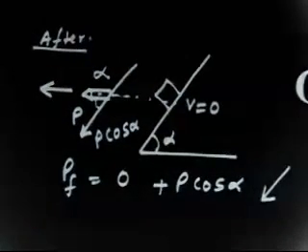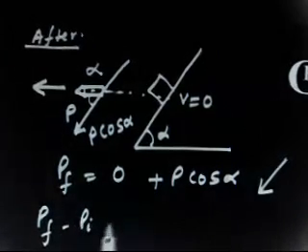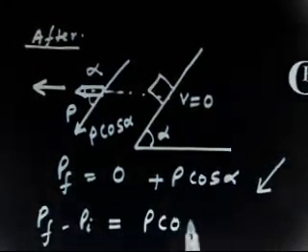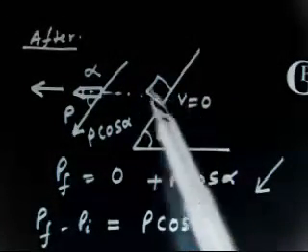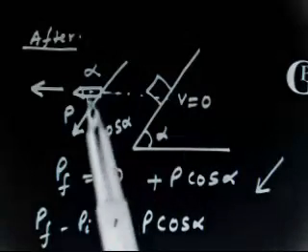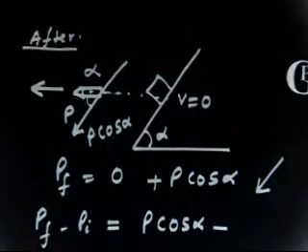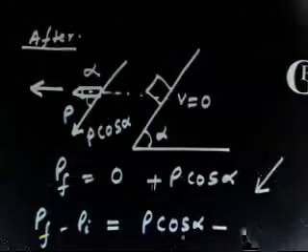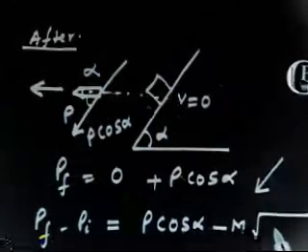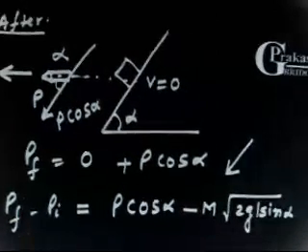So this is again in the downward direction. What is the change in momentum? That is p final minus p initial. P final is p cos alpha. So momentum of this block, the cannon, is p cos alpha plus 0. So finally p cos alpha minus the initial momentum we have already calculated, that is m times under root 2gl sine alpha. So this is the change in momentum, the delta p.